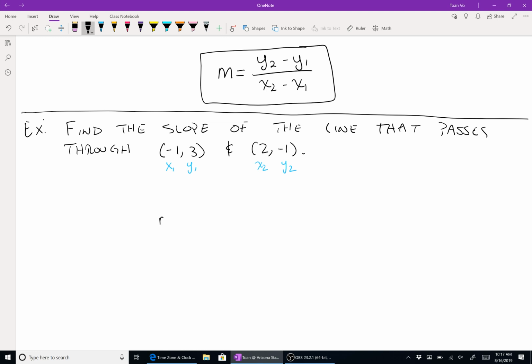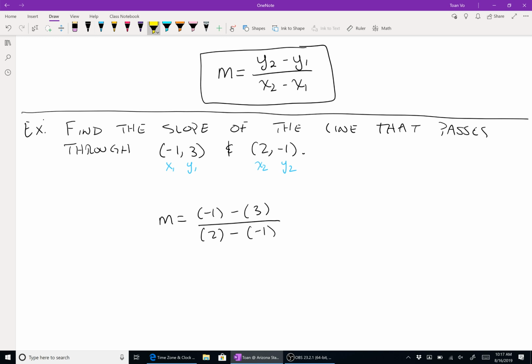My second hint, and this is a universal hint. I don't care if you're in my pre-algebra class. I don't care if you're in my calculus class. My hint is anytime you do any substitution whatsoever, use parentheses. So I'm just going to follow this formula up here. I have everything labeled. I'm just going to follow the formula. So m equals y2, which is -1, minus y1, which is 3, all over x sub 2, which is 2, minus x sub 1, which is -1. Notice I use parentheses whenever I substituted.